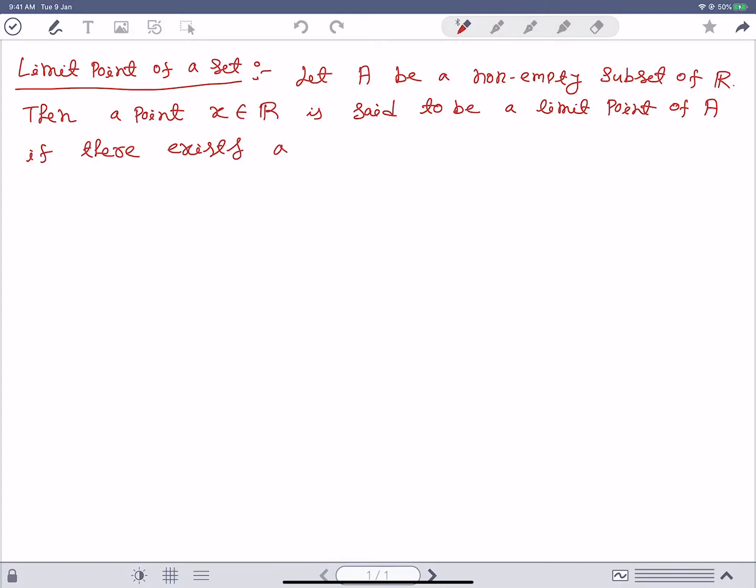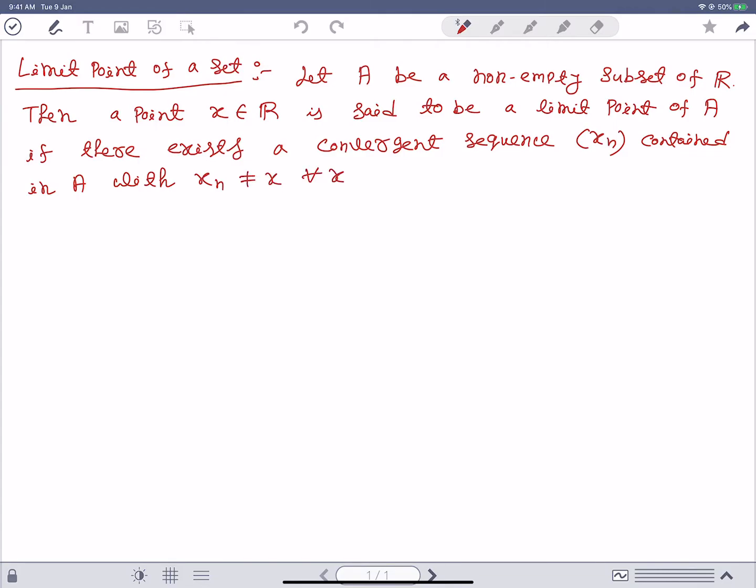a convergent sequence, say x_n in A, that means contained in A, with x_n not equal to x for all n belongs to natural numbers, such that the sequence x_n converges to x. So we write limit n tending to infinity x_n equal to x.